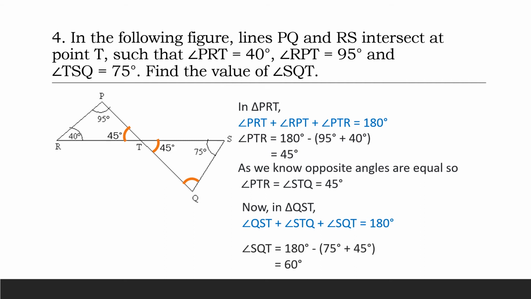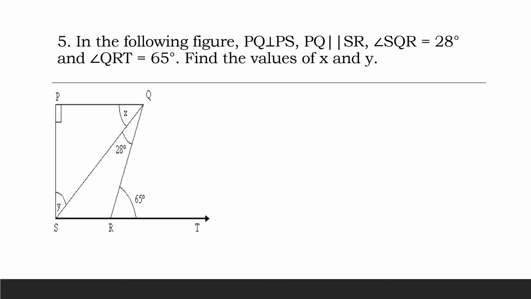That is our answer. In the following figure, PQ perpendicular to PS, PQ parallel to SR. Angle SQR is equal to 28 degrees and angle QRT is equal to 65 degrees. Find the values of X and Y.